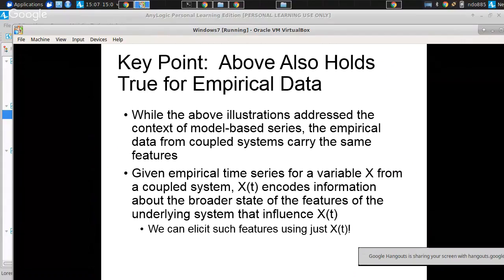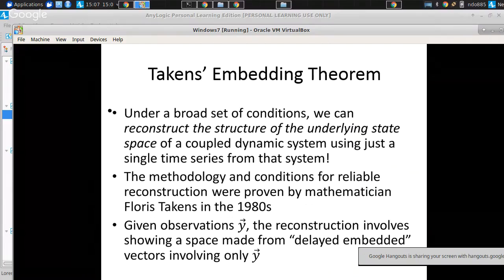And it is awesome. It's an awesome means. It's straightforward, it's general, powerful, it's scalable to millions of data points, etc. It's actually a very simple procedure. And it involves something called delay embedding.